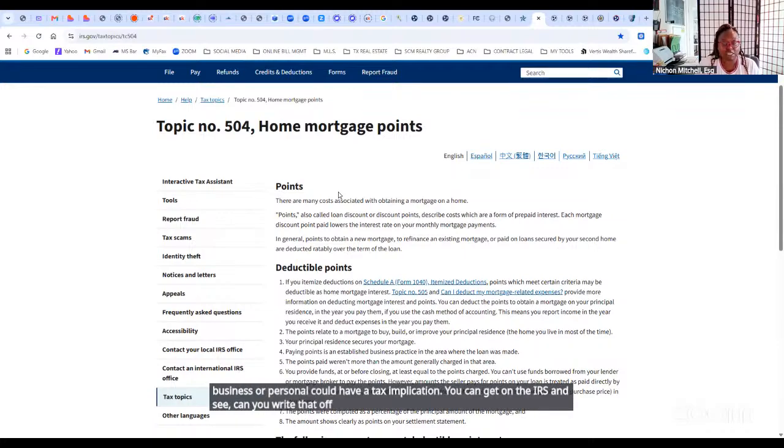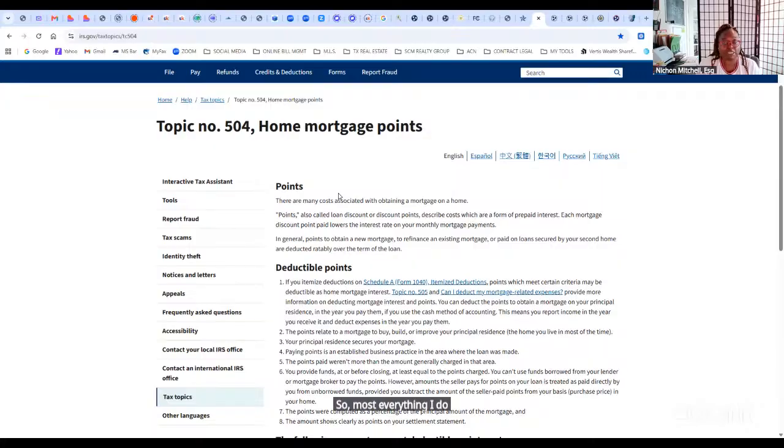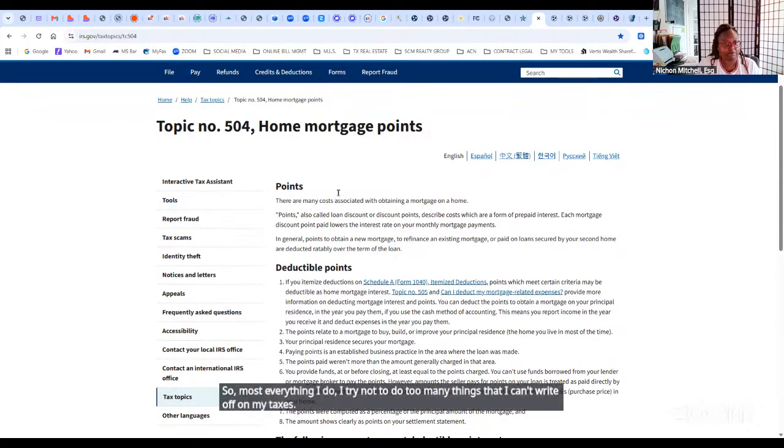So most everything I do, I try not to do too many things that I can't write off on my taxes. So I try to figure out a way. I either run it through a business, which is really why everybody should have an LLC for something. You can create an LLC and run a lot of your expenses through there and make them tax deductible. All of these TVs in the house, a lot of the stuff I have, my computers and everything.